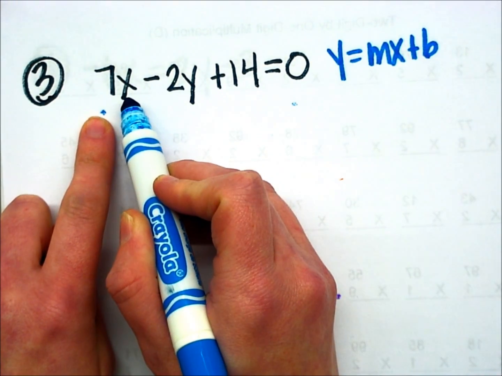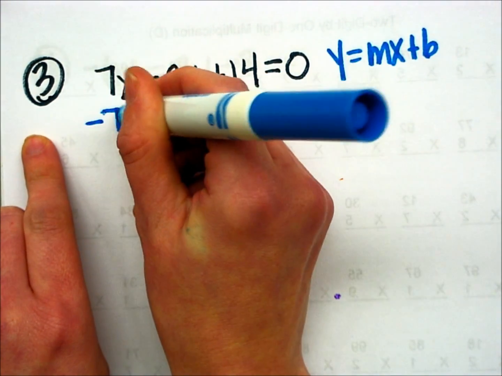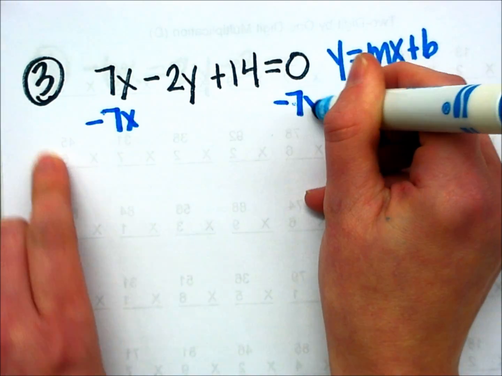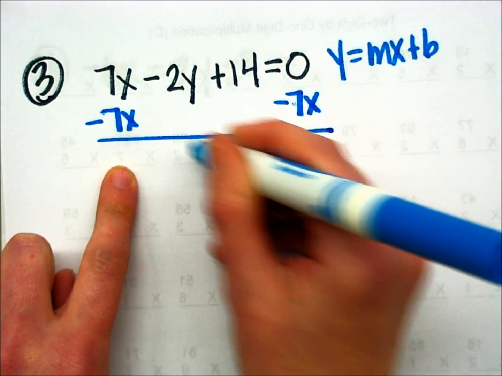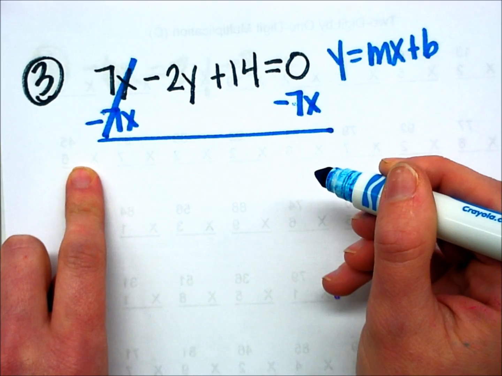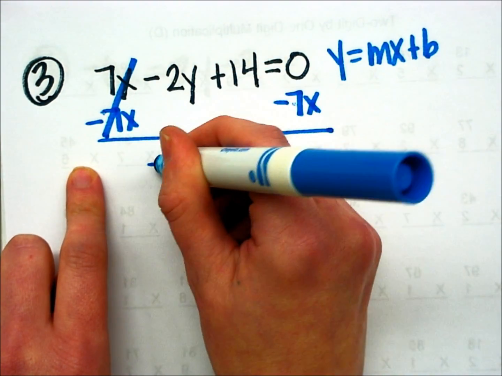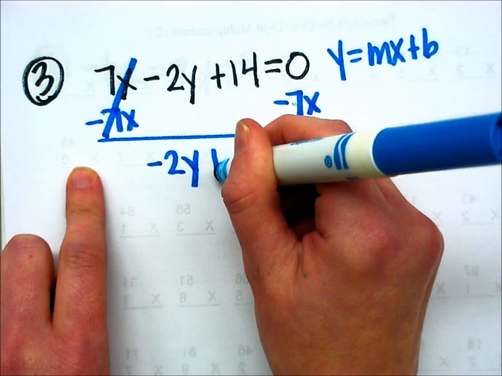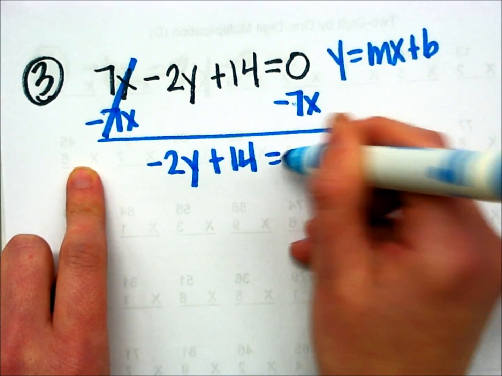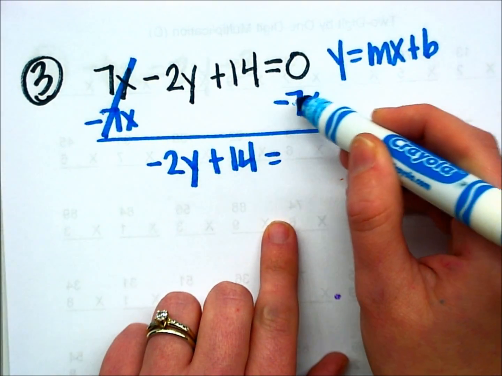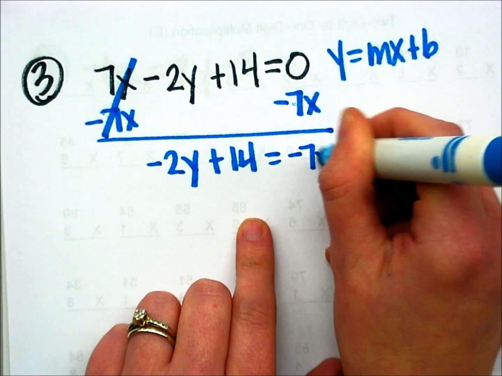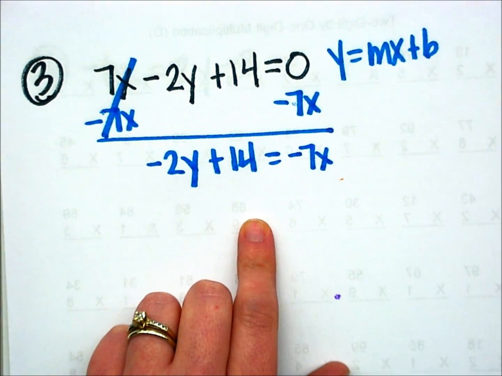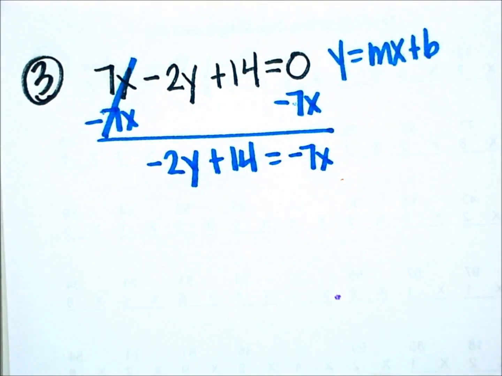Let's start by getting rid of the 7x. I can begin by subtracting 7x on both sides. 7x minus 7x is 0. This leaves me with negative 2y plus 14 equals. Now 0 minus 7x is going to be negative 7x. This is a special case of combining like terms.